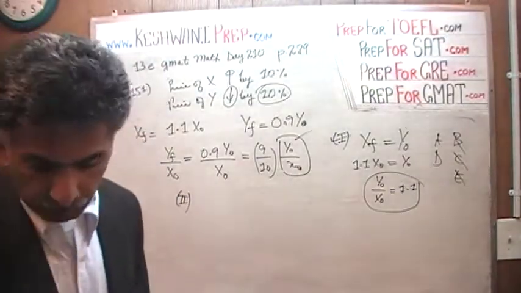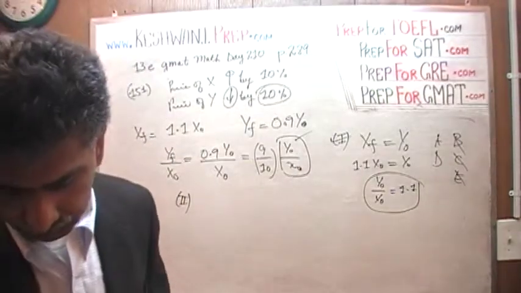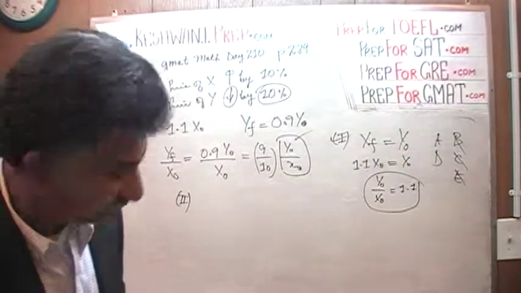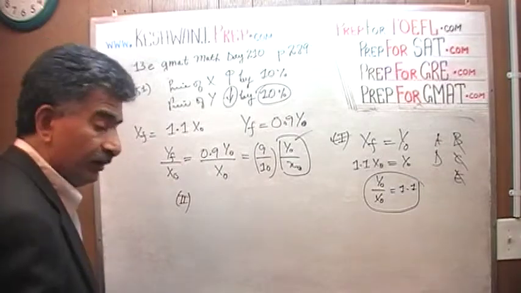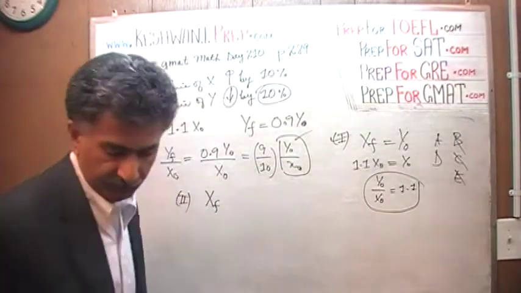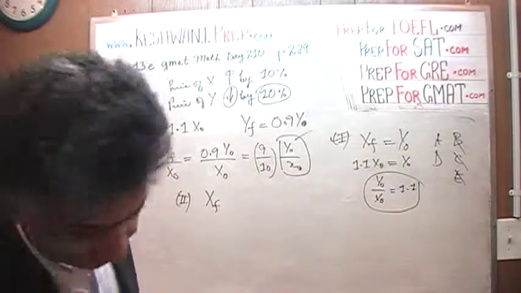You have to pay attention to the wording, because that's what I was not doing here. You have to pay attention to the wording. It says the increased price per share of X. Increased price per share of X is what we're calling the final price, which is X subscript F. Was 1011.